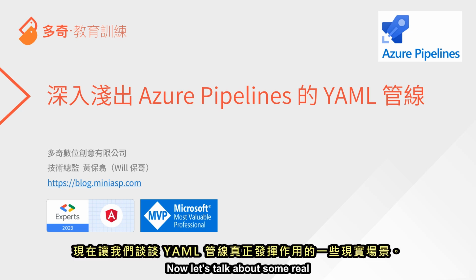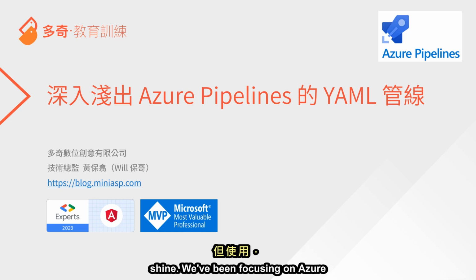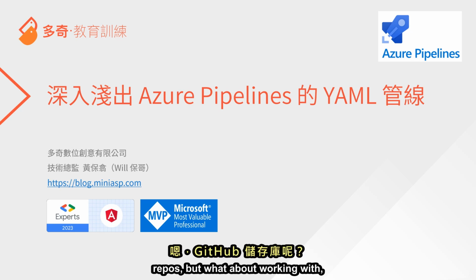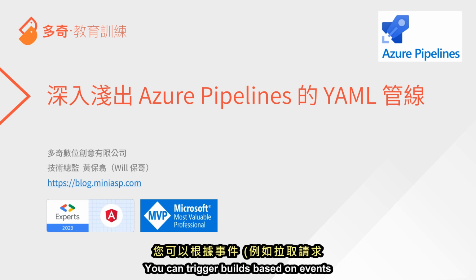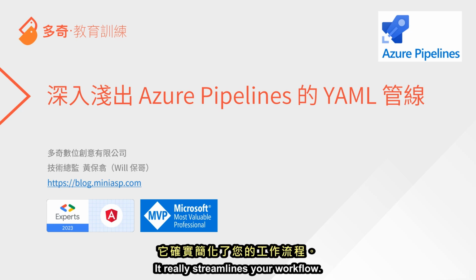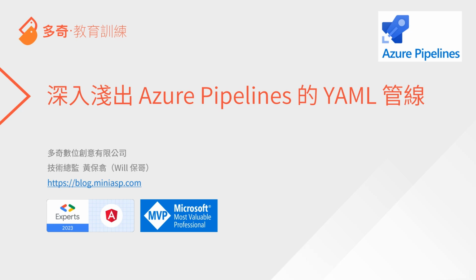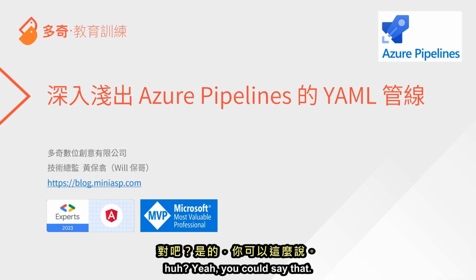Now, let's talk about some real-world scenarios where YAML pipelines really shine. We've been focusing on Azure repos, but what about working with GitHub repositories? YAML pipelines work beautifully with GitHub. You can trigger builds based on events like pull requests or pushes to specific branches. It really streamlines your workflow. I'm sensing a theme here. Triggers, triggers, triggers. They really are the heart of CI/CD, huh? Yeah, you could say that.